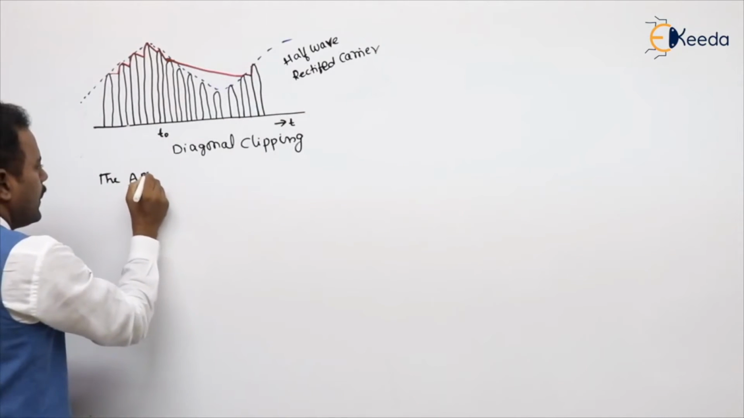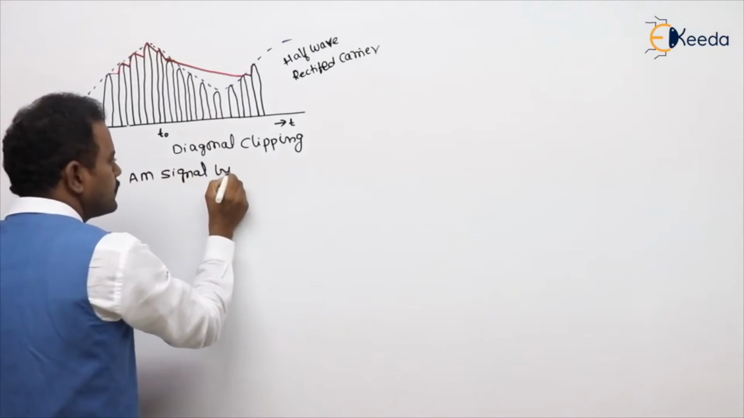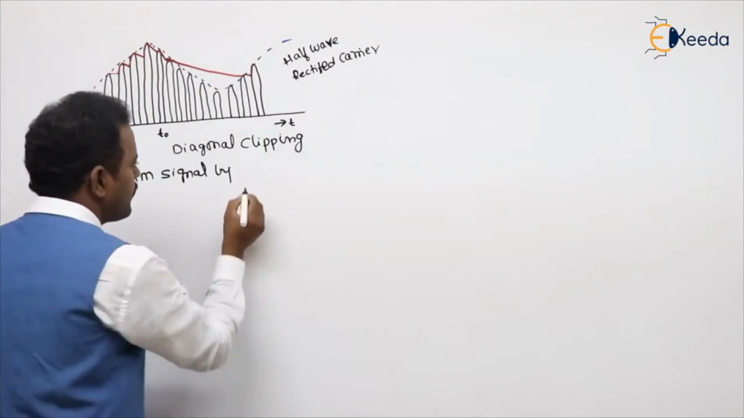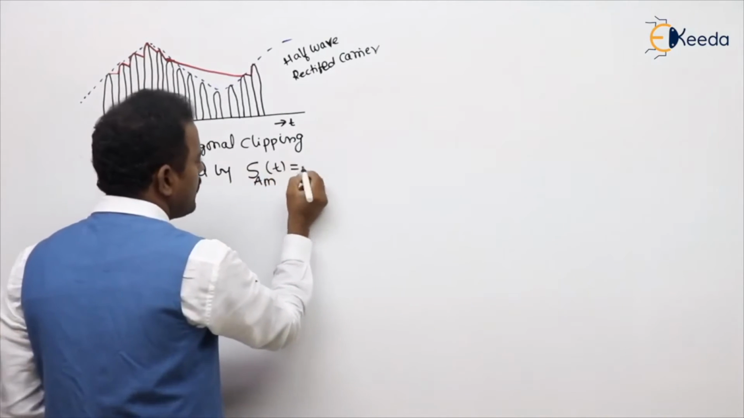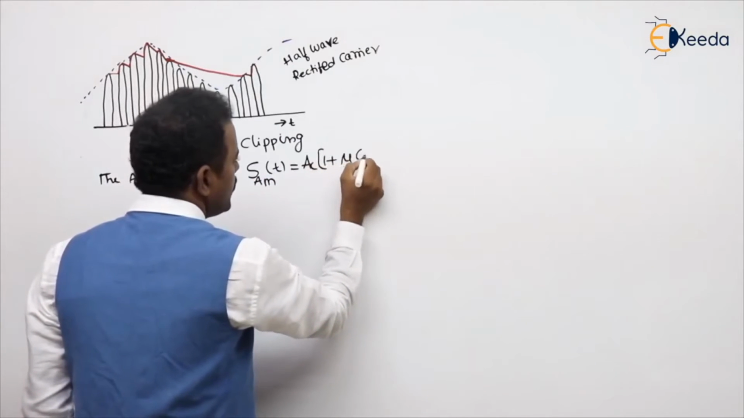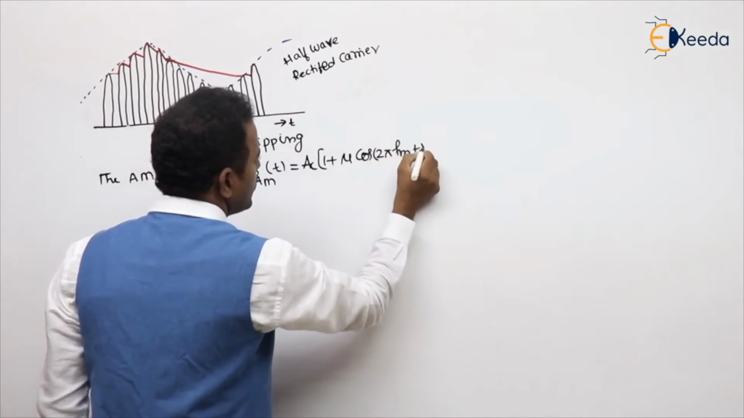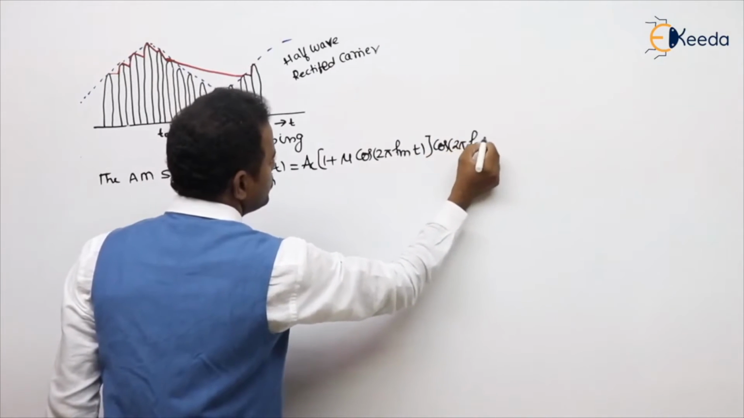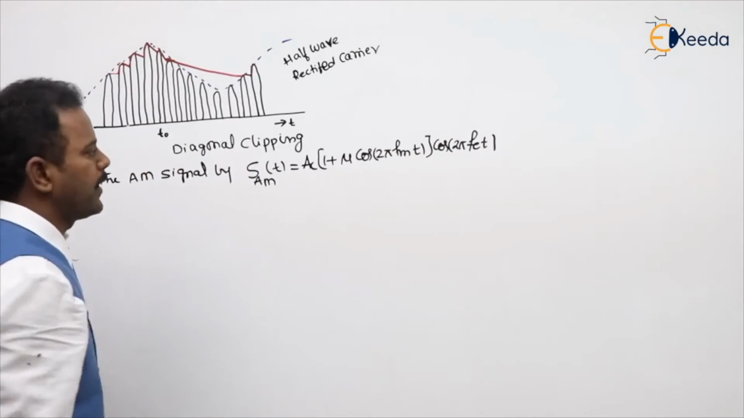The amplitude modulated signal is given by, and I am taking some different notations for ease of understanding. What is the s of t, students? AC into 1 plus mu into cos 2 pi FMT, or omega t, anything is fine, into cos 2 pi FCT. Do you understand my point?